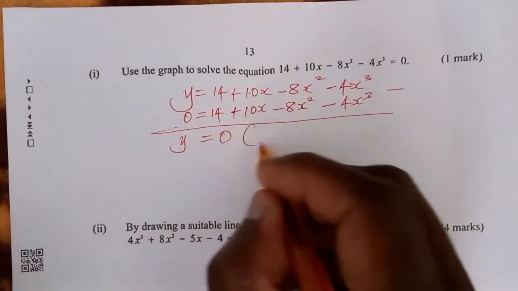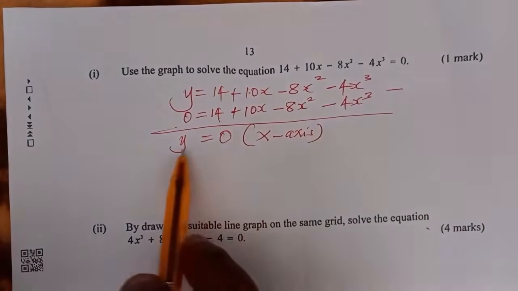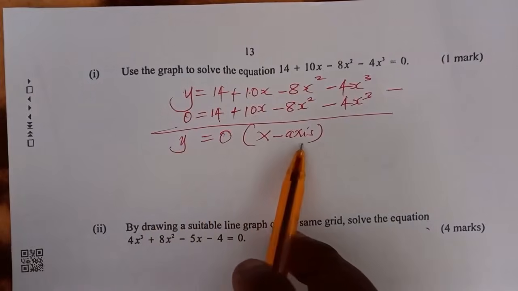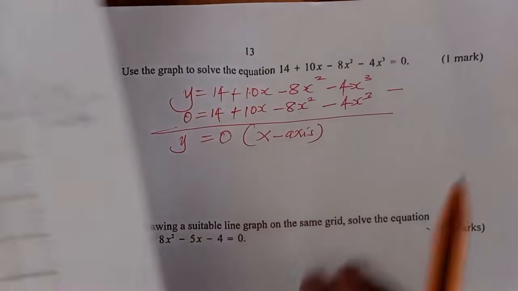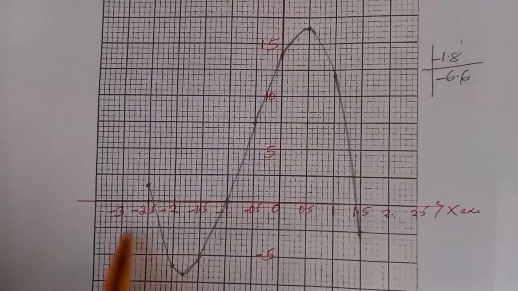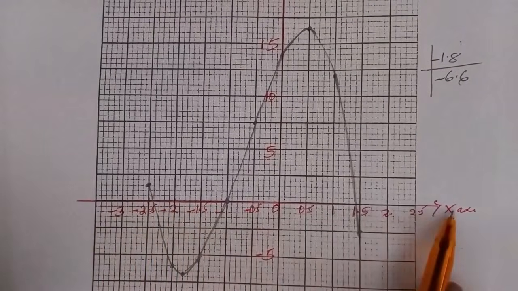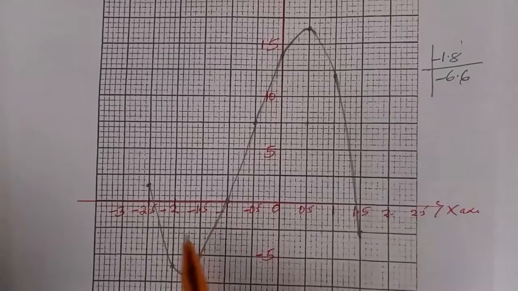y is equal to 0. You don't even need to draw this because it is the x-axis. So this is the equation of the x-axis. To solve this, just go to the graph and identify the x-axis. The x-axis is here. To get the solution, get the points at which the curve cuts the x-axis.